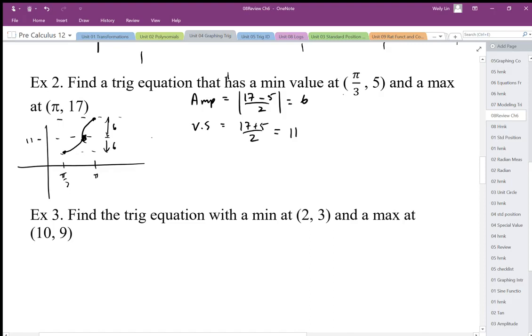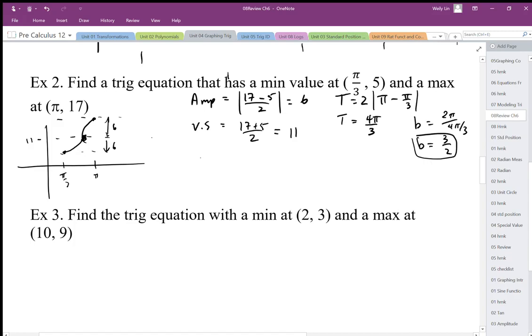I want my period. My period is going to be double that distance, so I'm going to subtract. If I subtract, I get a length between 2 positions, and I want to double that length. So I'm going to end up with 4 pi over 3 as my period. I need to have b, so b is going to be 2 pi divided by my period. So I'm going to end up with 3 over 2 as my b value. This is what's going to end up in my equation.